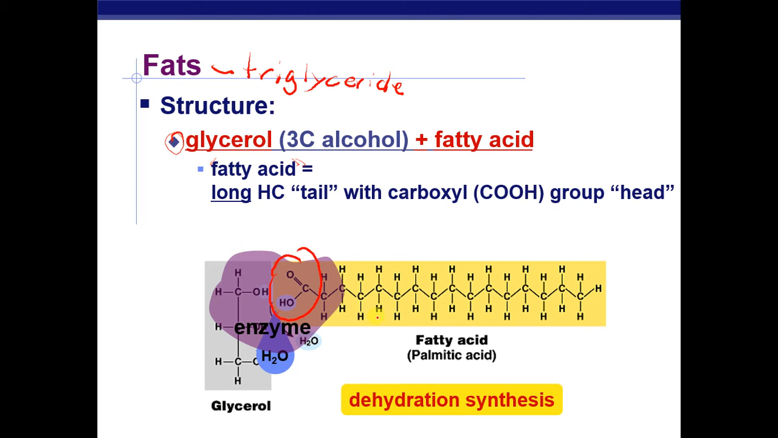So if I would add 2 more of these fatty acids, one right here and one right here, they would each attach to the glycerol, and we'd have a triglyceride. So 3 dehydration synthesis reactions would occur and make our fat, make our triglyceride.